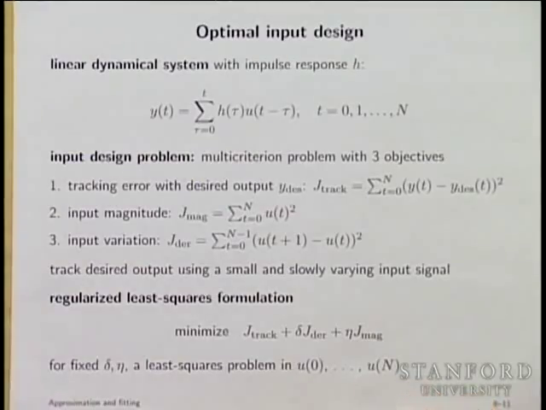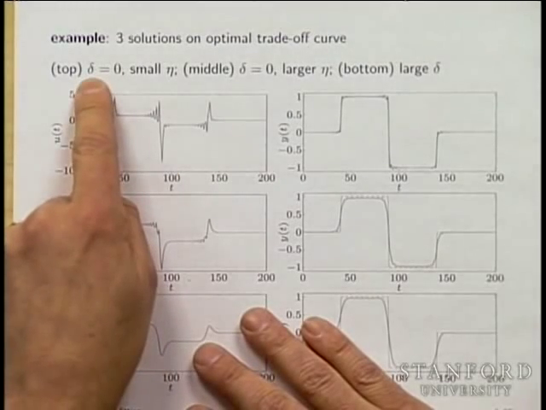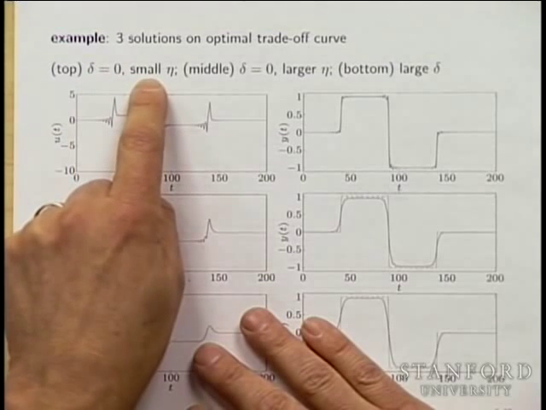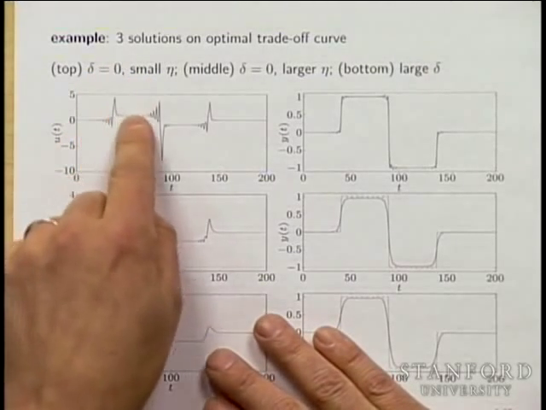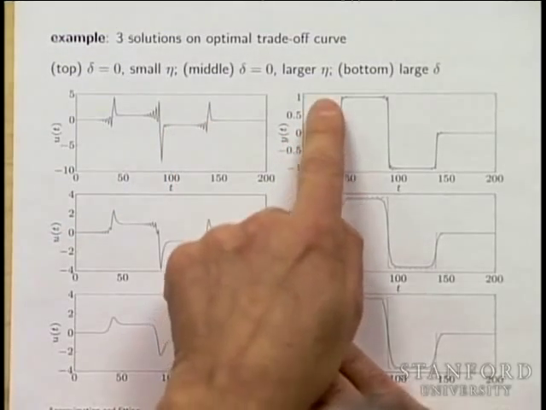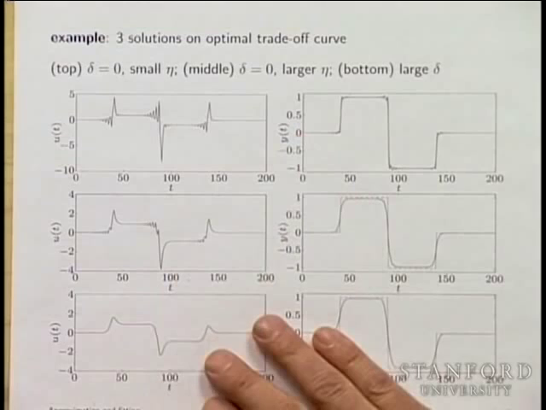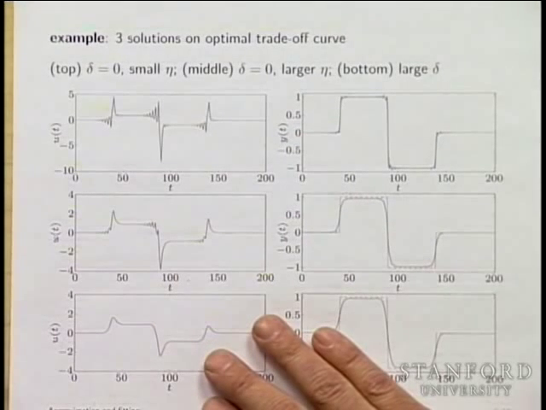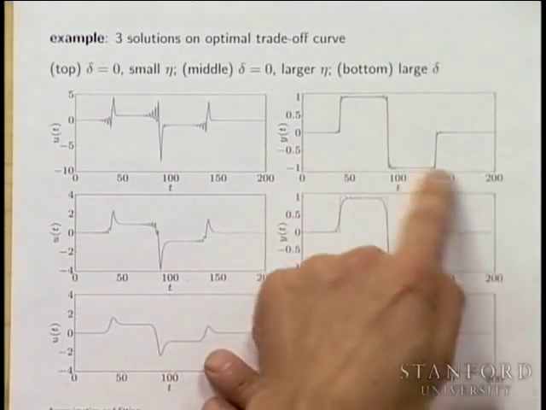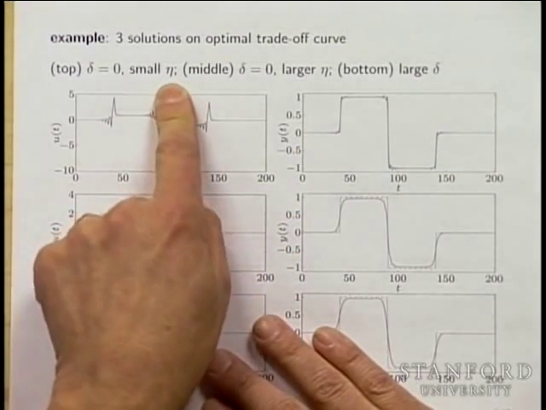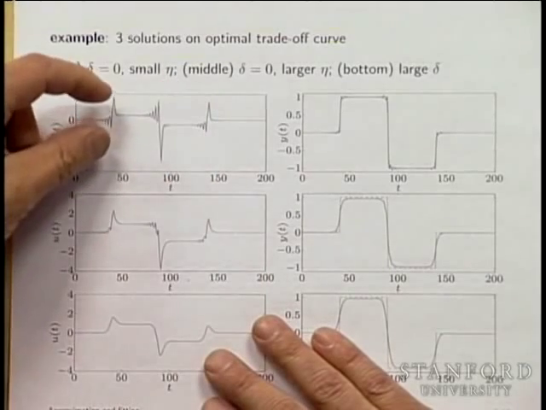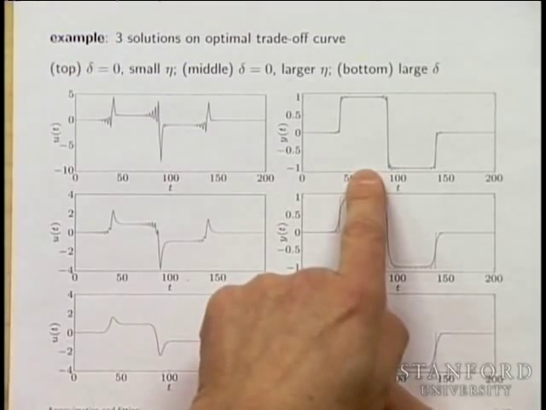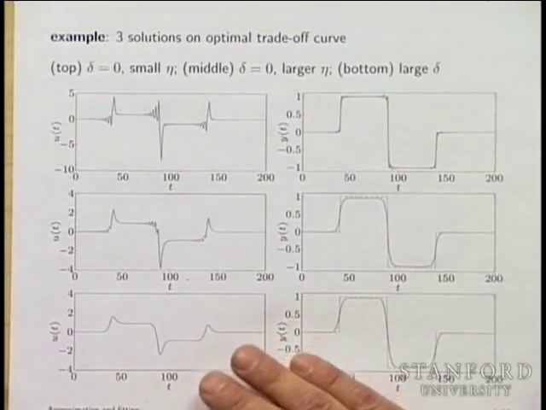This is just a least squares problem, and it's just to give a rough idea of what happens. In the first case, we put no penalty whatsoever on smoothness, and we put a small penalty on size. And this is the input that does it. You can see both things shown here: the desired trajectory you want to hit, and the trajectory you do hit. They're not perfect, by the way. Of course, if I take eta and make it smaller, these will get bigger, and I'll get better tracking here. Okay? So that's the first one.